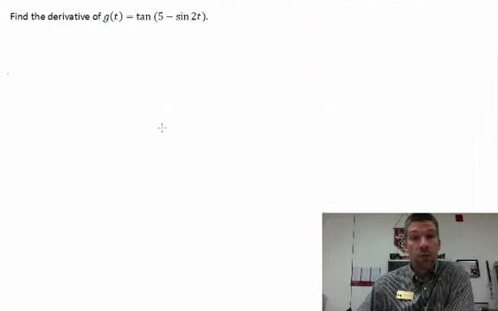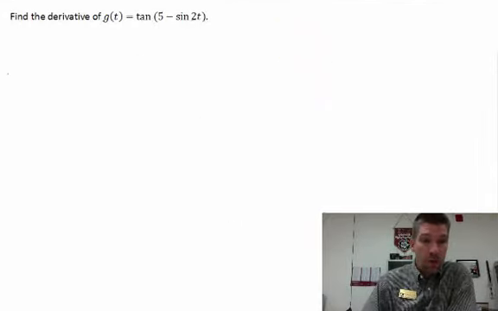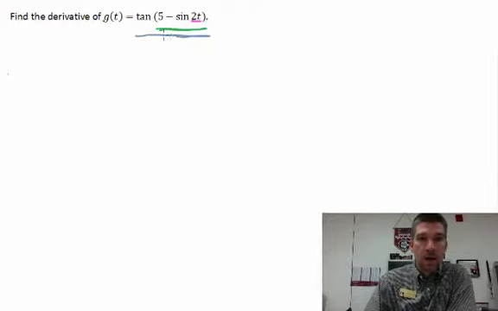Okay, this is going to be a long one. There's 3 things that are going on here. On the very inside, the very center, smallest part is 2t. Next level out, we've got this guy right here, 5 minus sine 2t. And then lastly, on the outer edge, we've got the tangent of all of that. So let's organize this out and look at exactly what has to happen here.